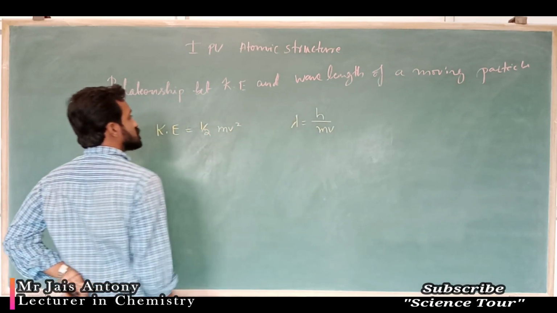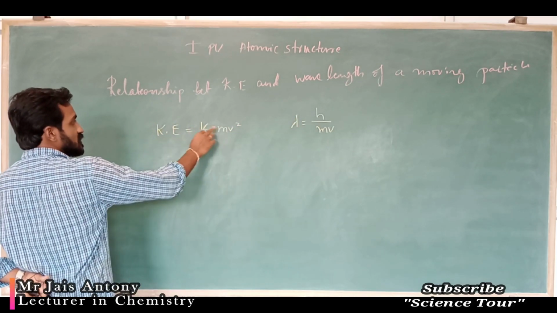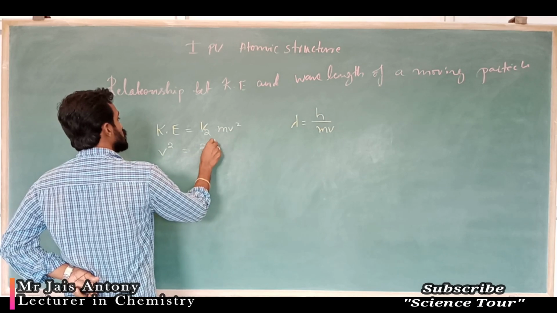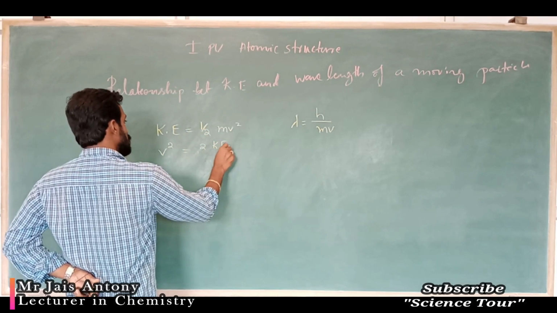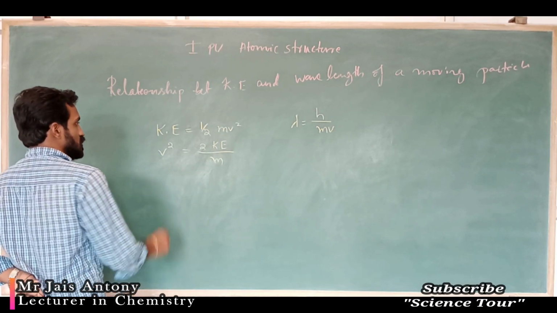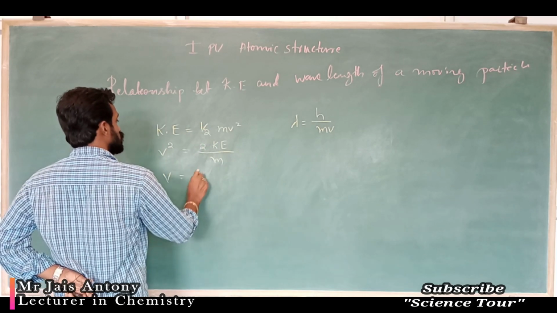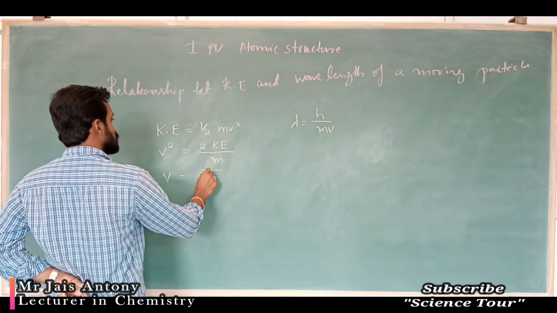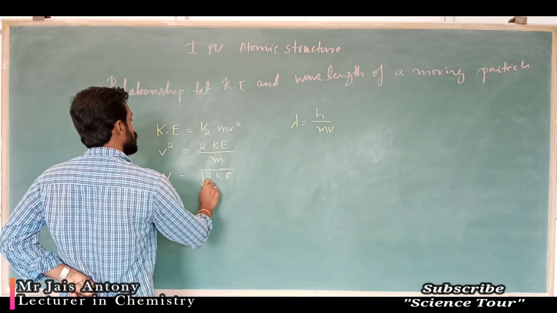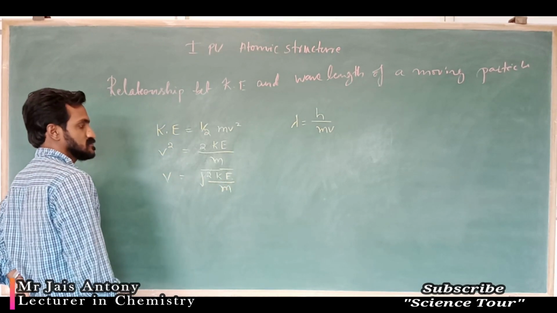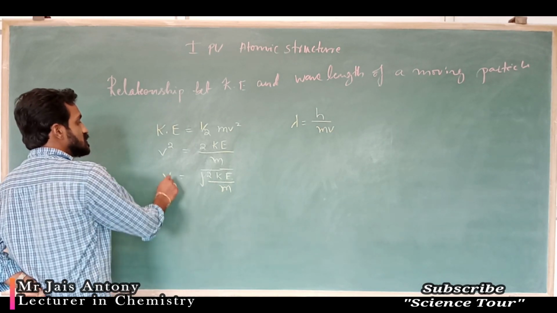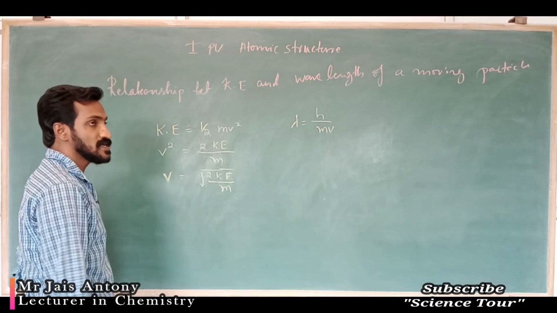Kinetic energy and wavelength, how are they related? First I will rearrange this equation. I will get v square equal to 2 into kinetic energy divided by m. That's the equation. Taking the square root on both sides, the square cancels, and v equals the square root of 2 ke divided by m. This is nothing but the v value.